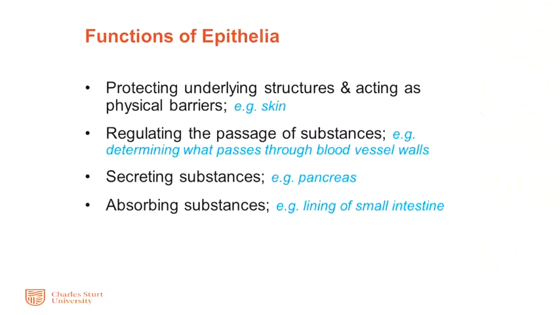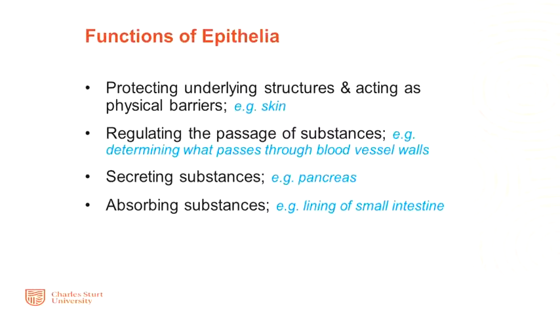We also have epithelia, which functions to regulate the passage of substances. So, for example, epithelial tissue will determine what passes through vessel walls. So these epithelial cells of the blood vessel are called endothelial cells, and they're usually held very tightly together. So they're going to direct the passage of substances through the blood vessel wall.